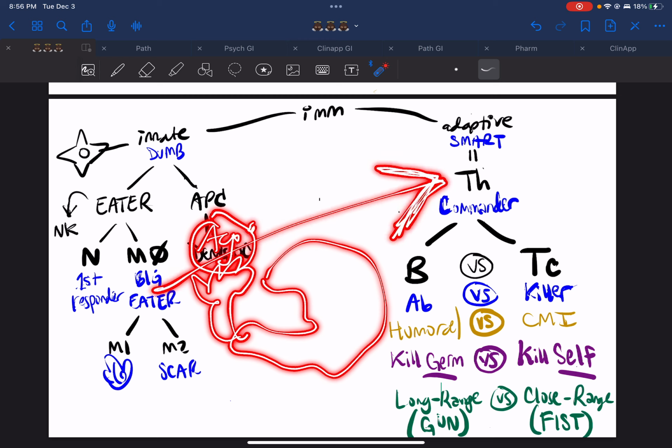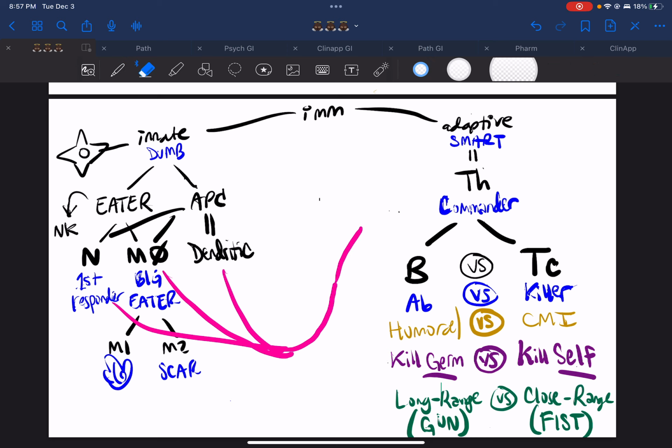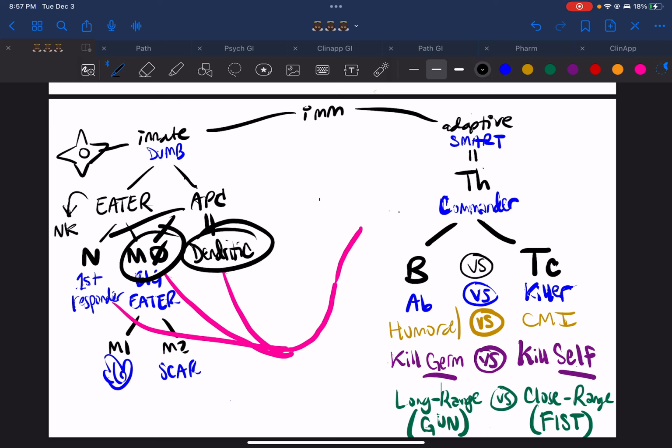to the commander. So this is very important because this is the connection between the dumb immune system and the smart immune system. This is the bridge. It's called presentation, this process. It's like any one of these cells. Neutrophil could do it, macrophage could do it, dendritic cell could do it, if I'm not mistaken. All three, I'm pretty sure these three are the antigen presenting cells. I know these two are antigen presenting cells. I think this is the third one. There's three that can do this thing.